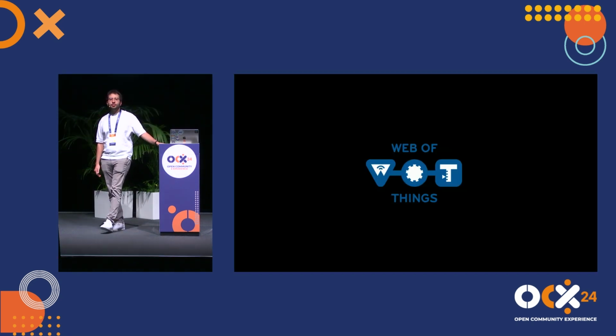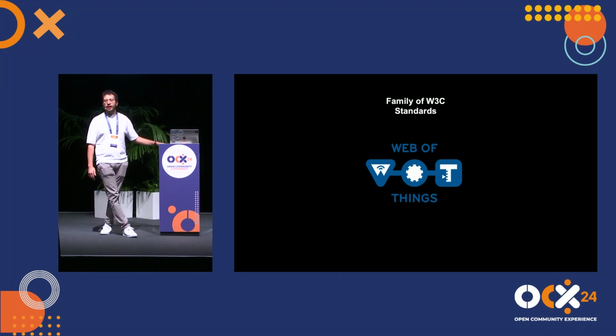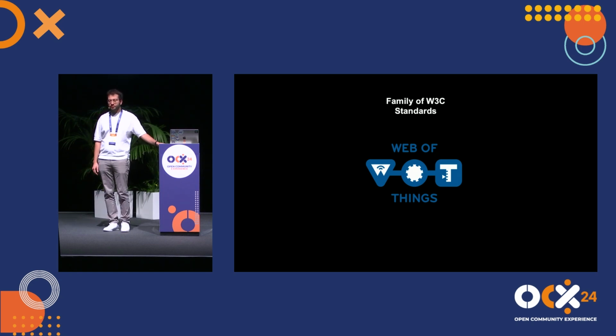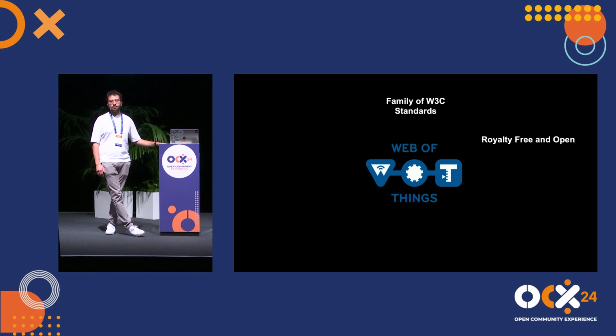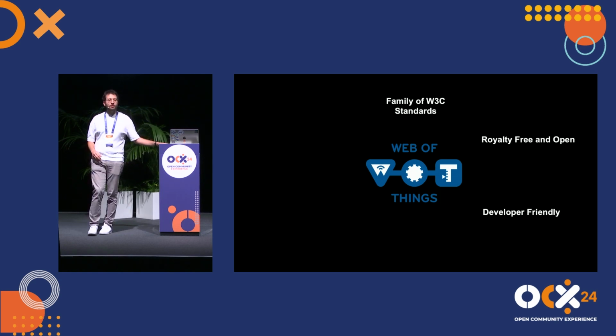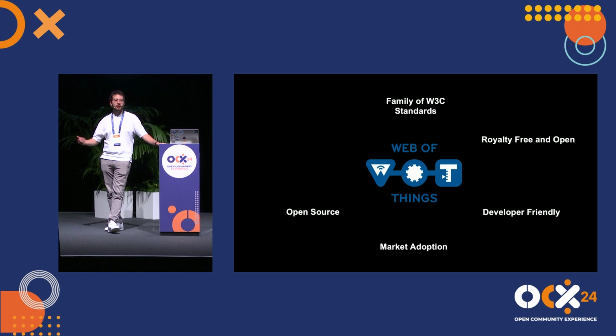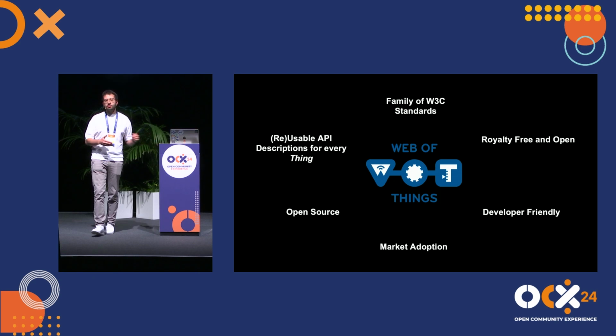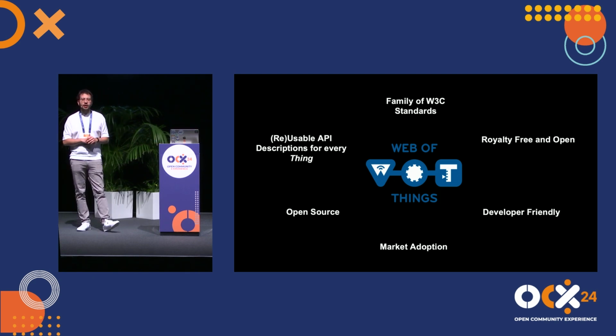And web of things is simply a set of standards by the W3C, the organization that does the browser standards. It is royalty-free and open. And you can even look at the last meeting minutes, including everything. It's very important to be developer-friendly, where every single feature is implemented in two different code bases at least. It has market adoption and also open source adoption, meaning it's also used in various open source projects within Eclipse or outside. And in the end, it's actually just about having an API description for everything.